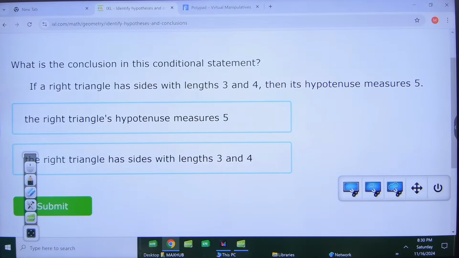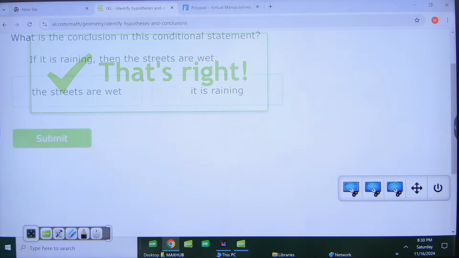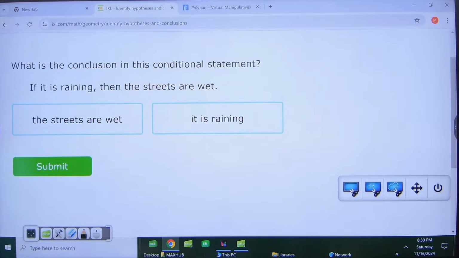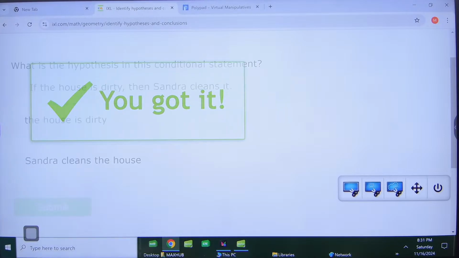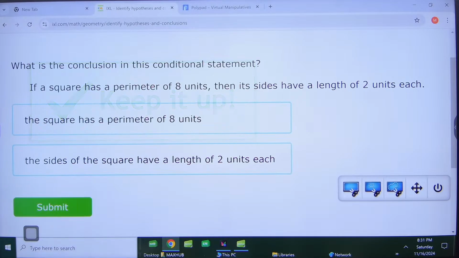Hypotenuse measures 5. What is the conclusion? So then its hypotenuse measures 5. Okay, this one. What is the conclusion in this conditional statement? The streets are wet. Let us do it faster now. What is the hypothesis in this? A house is dirty. What is the conclusion in this statement? The length 2 units each.